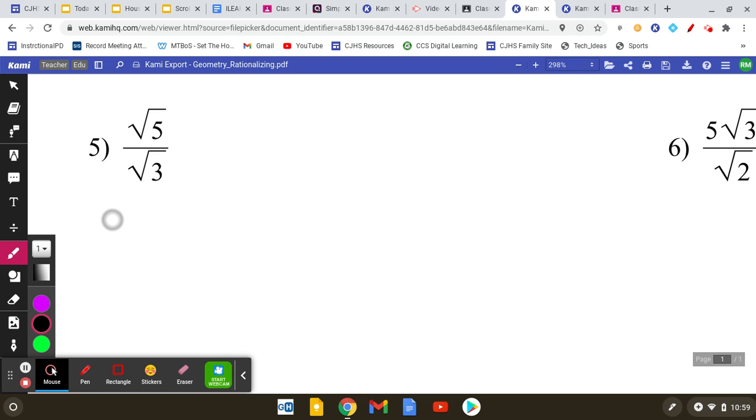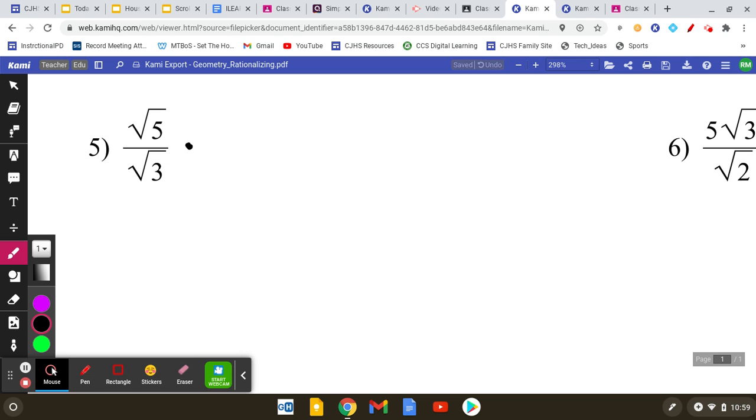Okay, so we need to come up with a way that we can multiply this by 1 without changing the value. If we multiply something by 1, we won't change the value of it. And we need to get rid of this denominator. It cannot be a square root. It needs to be like a whole number.